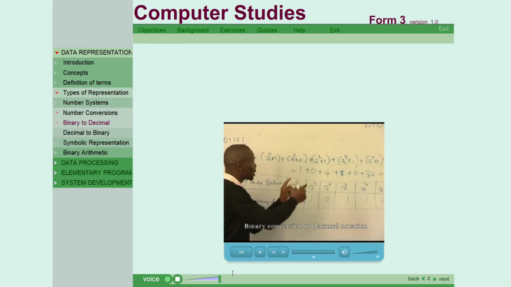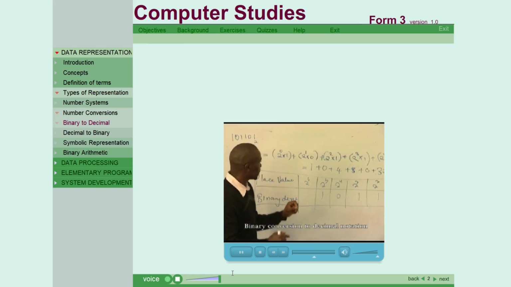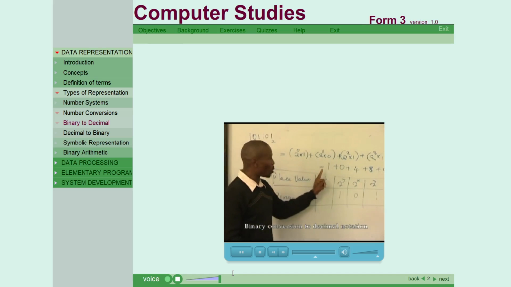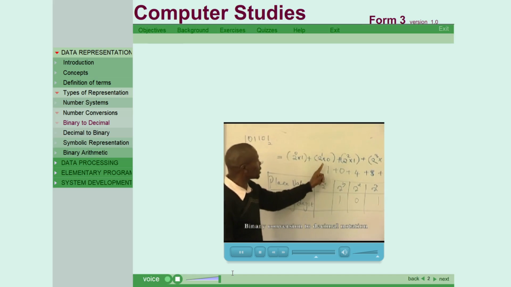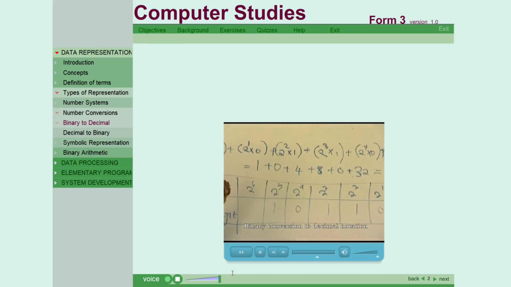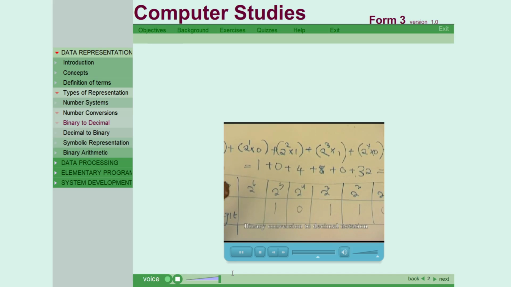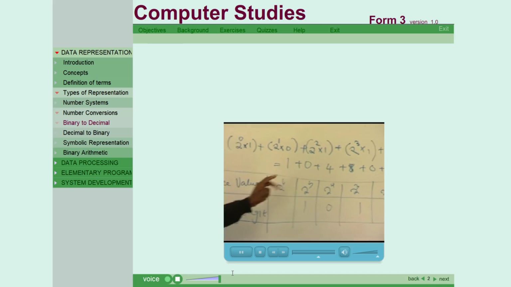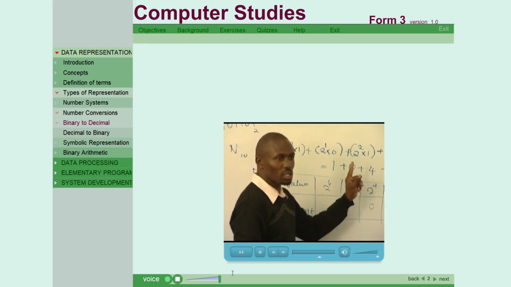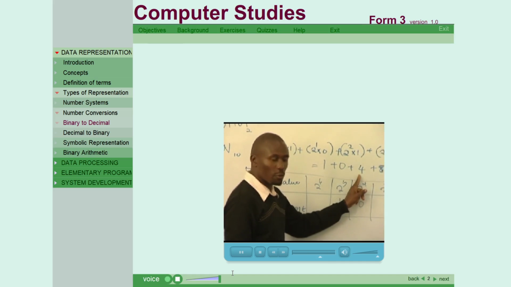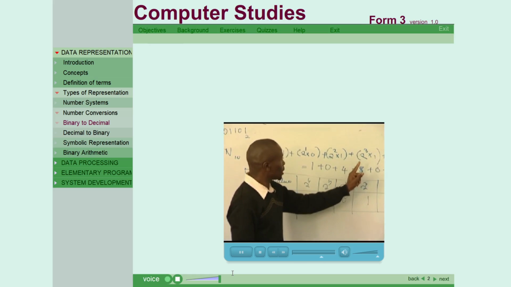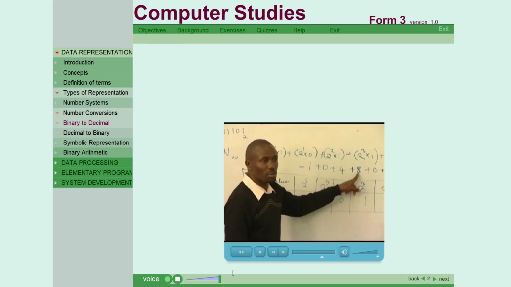Then we multiply whatever is in the bracket, then we add. So the first one, 2 to the power 0 times 1 is 1, plus 2 to the power 1 times 0, which is 0. Then the next one is 2 to the power 2 times 1, that is 4 times 1, so we add 4. The next one is 2 to the power 3, which is 8, times 1, it becomes 8.